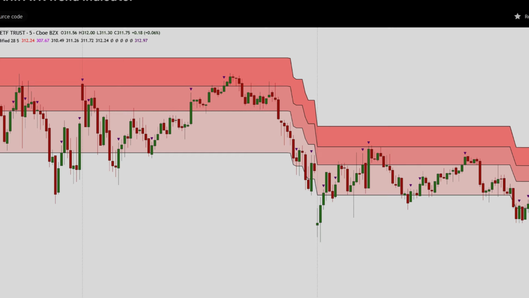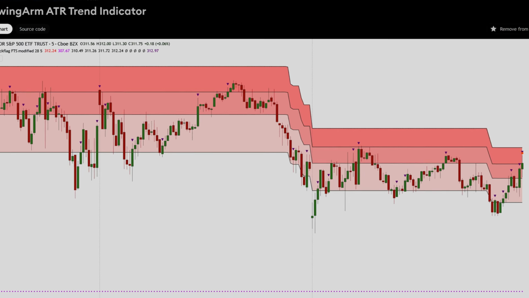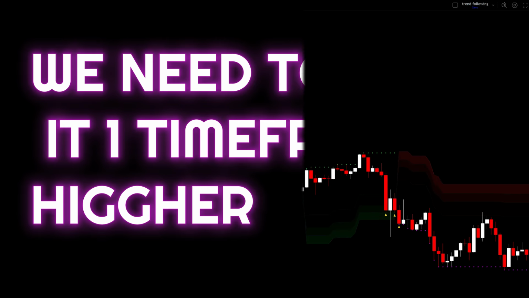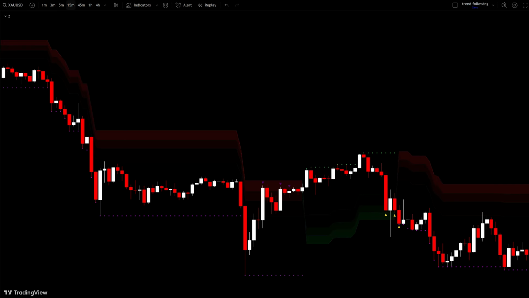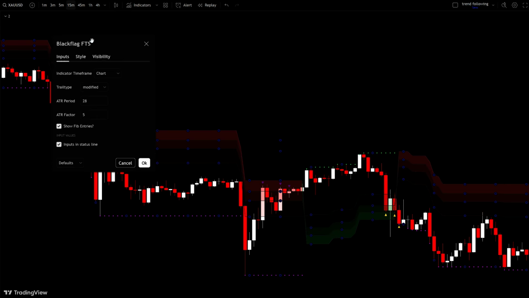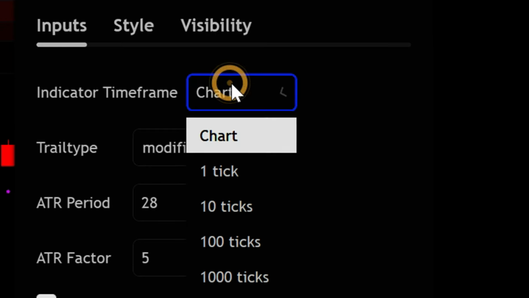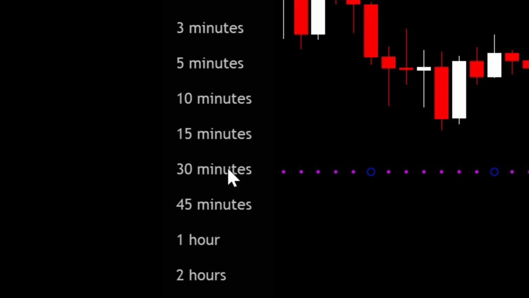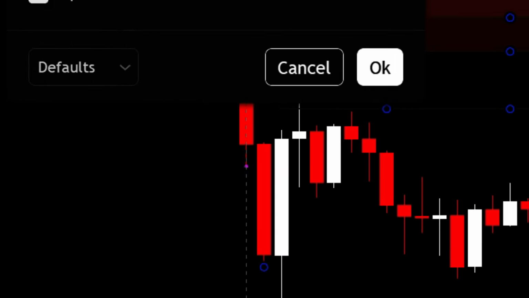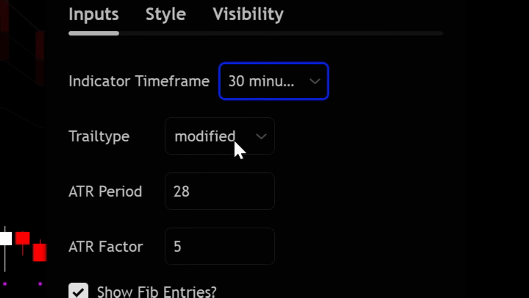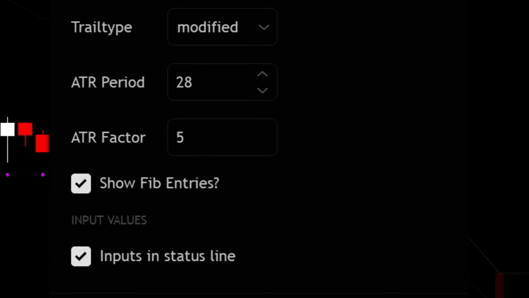Many traders use it on the same time frame they're trading. That creates too many false flips. Instead, set it one time frame higher. We're on the 15-minute gold chart, so use a 30-minute Swing Arm for structure confirmation. Adjust the ATR period and the ATR factor to 10. That reacts smoothly to real shifts, not random noise.